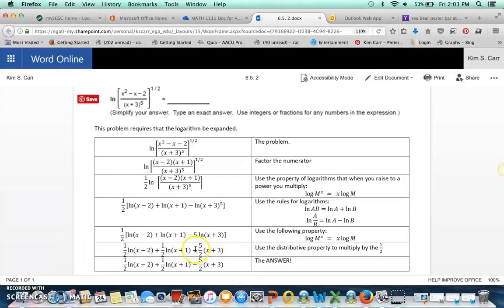And 1/2 times -5 simply becomes -5 halves. This is the actual answer.